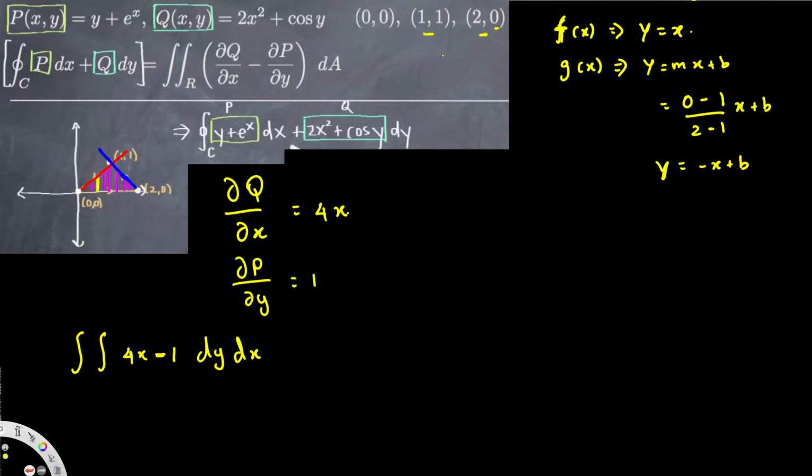To find the b value, we can grab one of the points and plug it into this equation. So let's plug in this 1, 1. When y is equal to 1, x is equal to 1, so this is going to be negative 1 plus b. Therefore b is going to be equal to 2. Now we have the equation of the line, that's y is equal to negative x plus 2. Okay, now we have the regions.